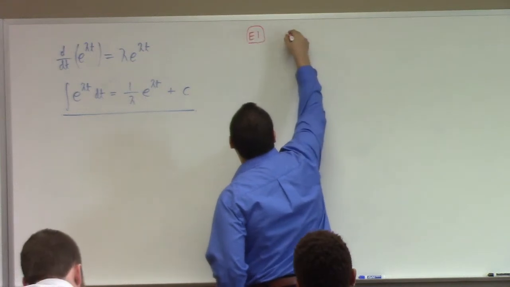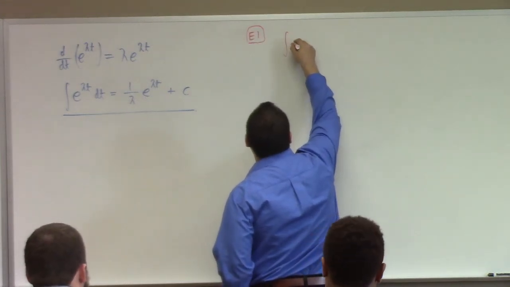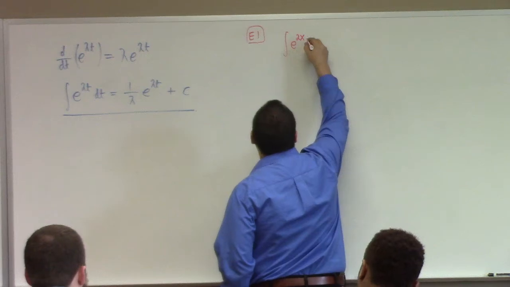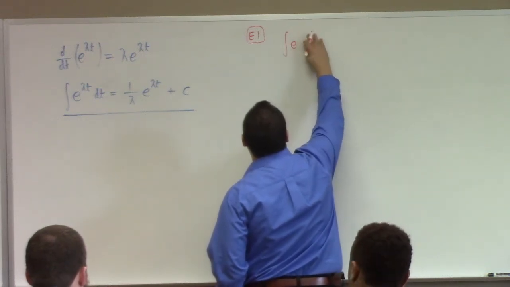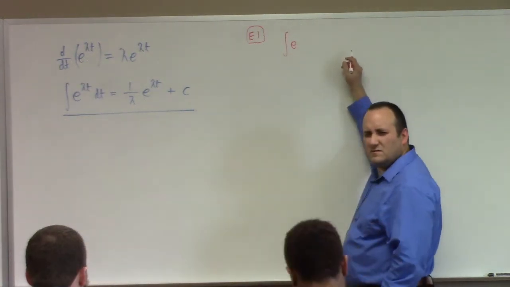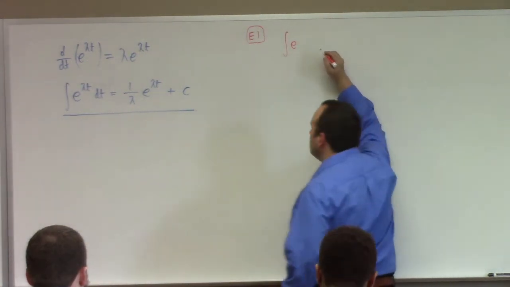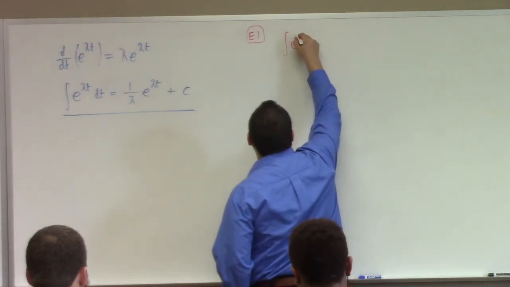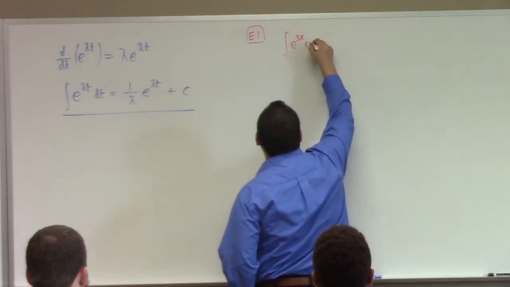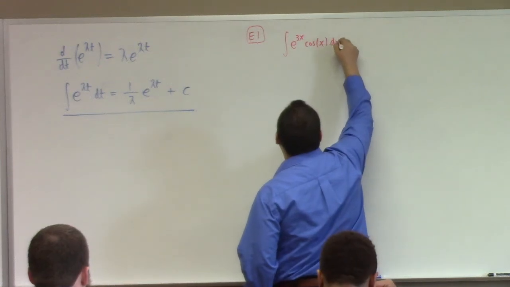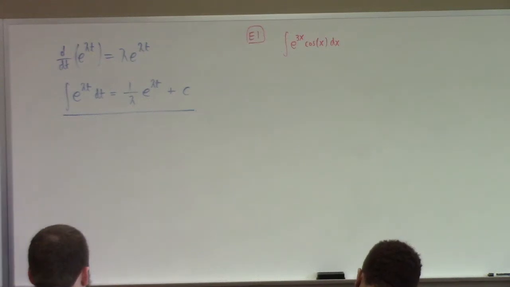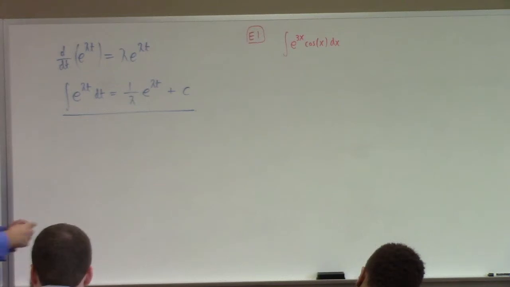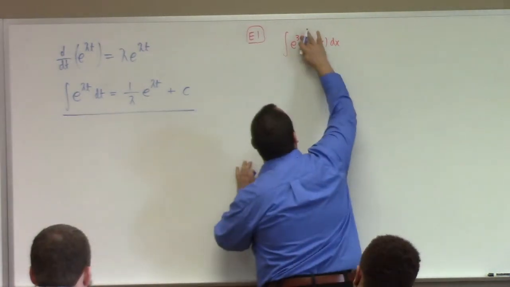So example 1, if I integrate e to, let's say, 2x, what was it? I'm sorry, guys. What did I integrate at the end of last class? I can't remember. It was e to the (3 plus i)x. So I found the integral of e to the 3x cosine x, and I also found the integral of sine. Just use t instead of x. Let's do t.